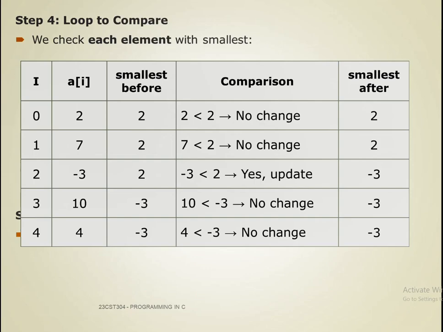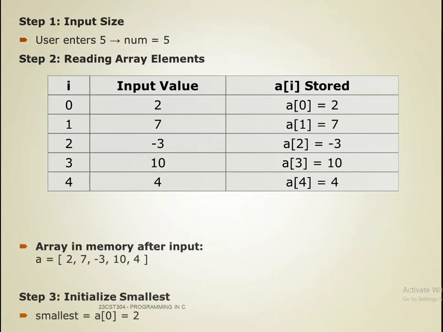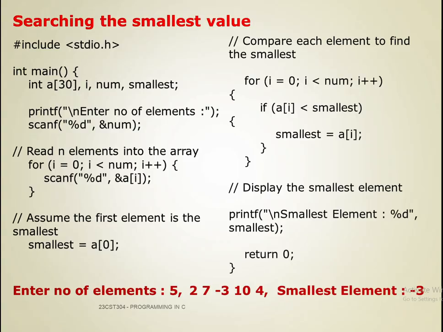Then again compare with 10. 10 less than minus 3 is no, so there is no change. Then compare with 4. 4 less than minus 3 is no, so there is no change. Finally the smallest value is minus 3. For this comparison, we use a for loop, then an if condition. If it is the smallest number, we update the smallest value. If not, we keep comparing with the other numbers. After the final execution, we print the smallest value. Here the smallest element is minus 3.